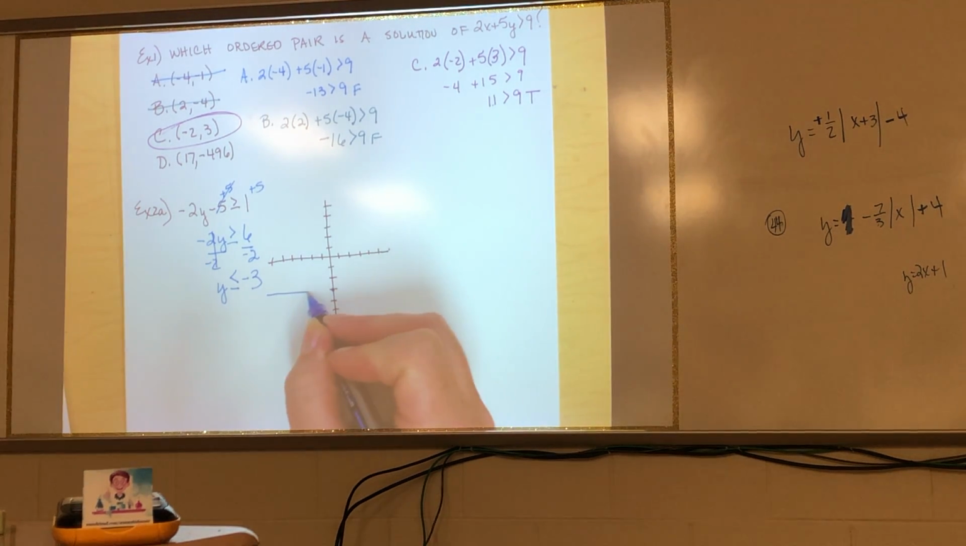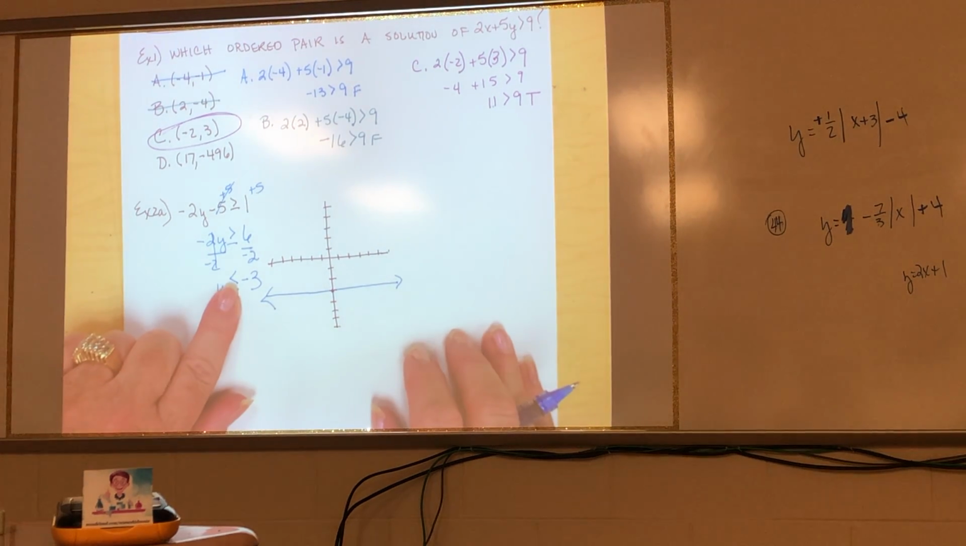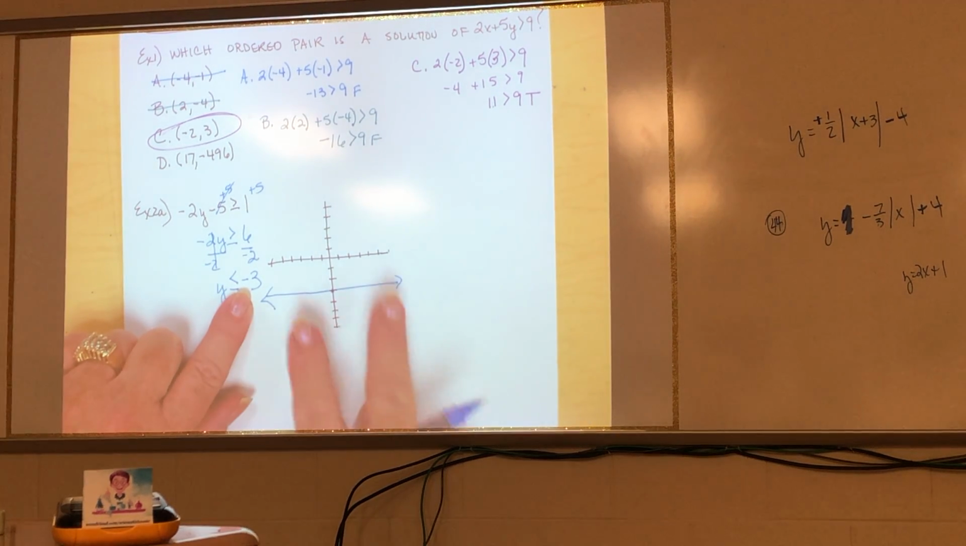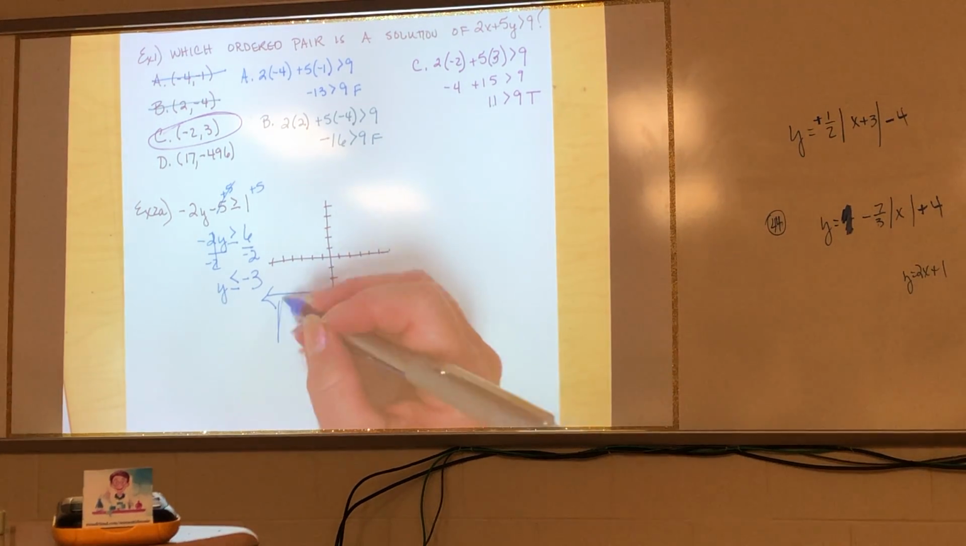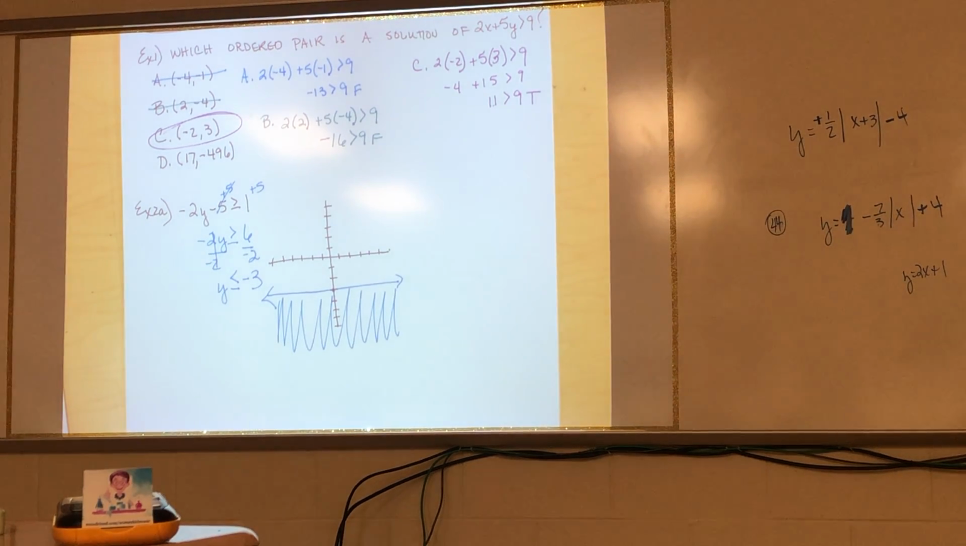So here is my line. Now, I want the y's that are less than negative 3. Would that be above this line or below the line? Below. Very good. Ta-da! I'm green. Anybody got a question? Everybody good?